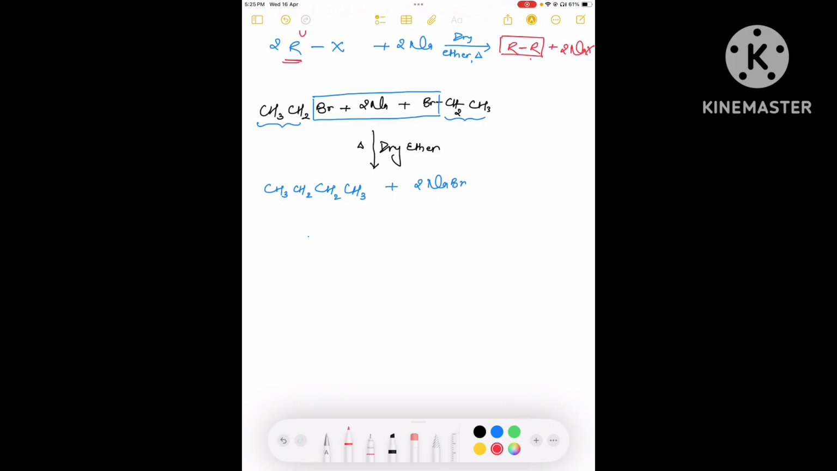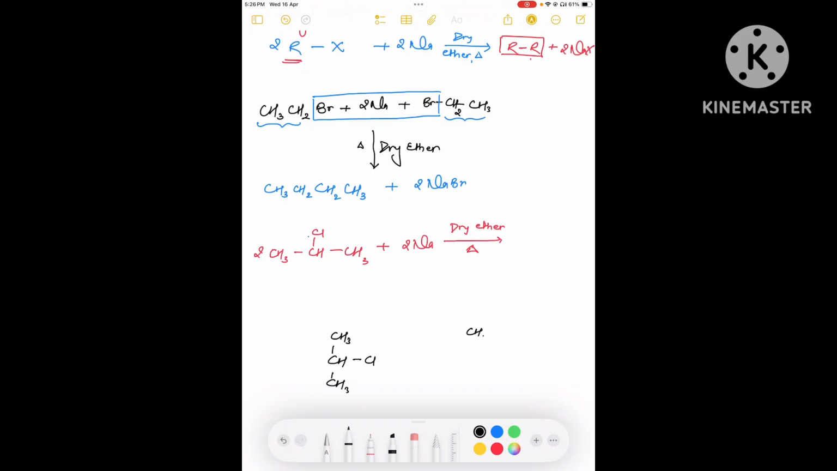So if you have something like CH3, CH, CH3, and here you have a halide group like Cl, and two molecules of it are given, and you need to treat it with two molecules of Na, what will be your product in the presence of dry ether and heat? What you need to put in mind is what the molecule is right now. Let me explain below. Let me mark it like this: CH3, CH, CH3. Here I have a Cl group.